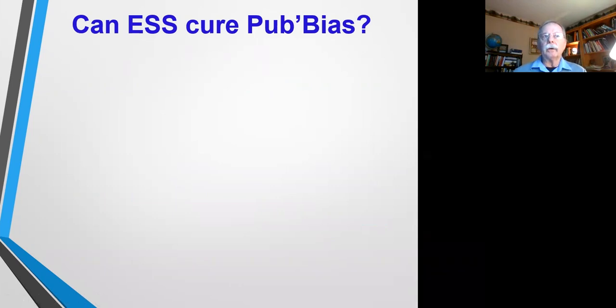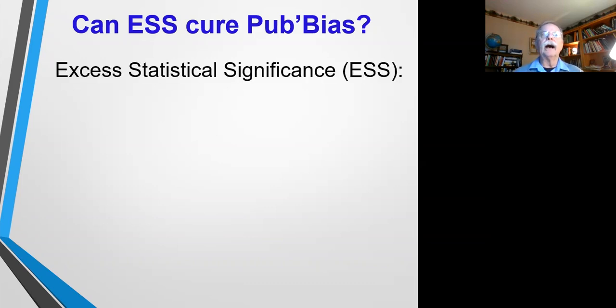Okay, let me summarize what I'm about to talk about today first. All these new methods are fundamentally based upon an idea that's called excess statistical significance, or ESS for short. ESS gives us the basis for several of these new publication bias detection methods, and also for a way to correct for publication bias. It does all of those things.